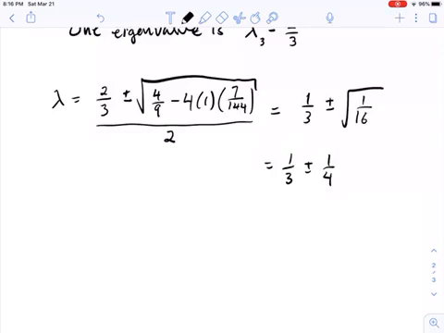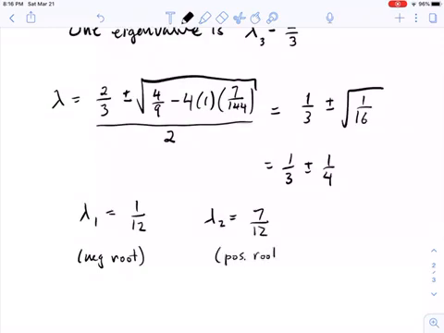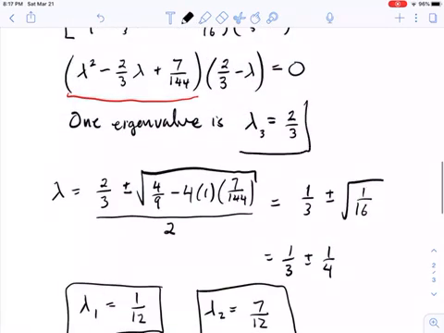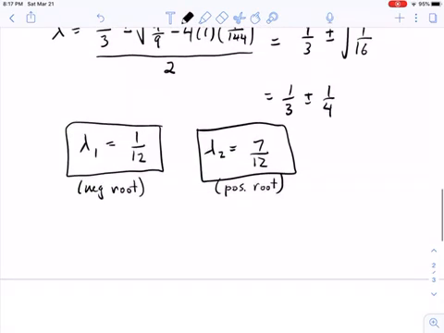Okay, if you take the minus sign, let's say the minus sign is going to give us eigenvalue lambda 1. A 1/3 minus a quarter is a 1/12. So this is the negative root. And if you take the positive root, a 1/3 plus a quarter is 7/12. So this is the positive root. Okay, and so now we've got our three eigenvalues, like so.